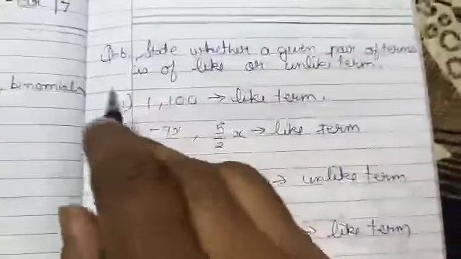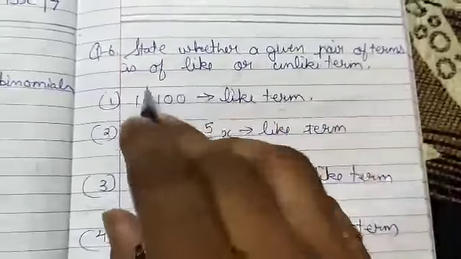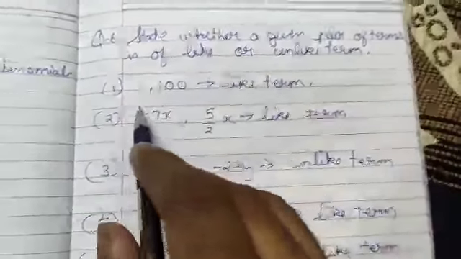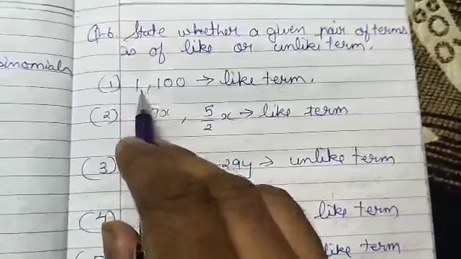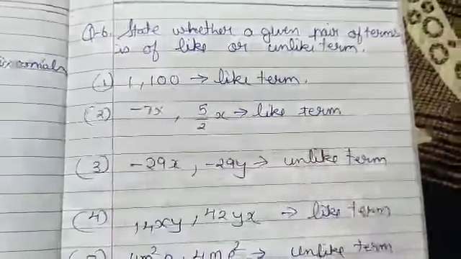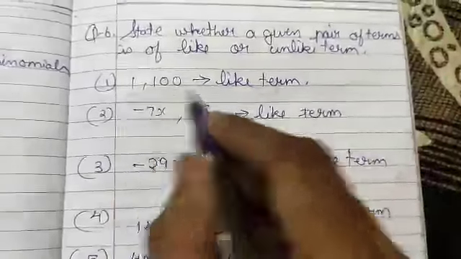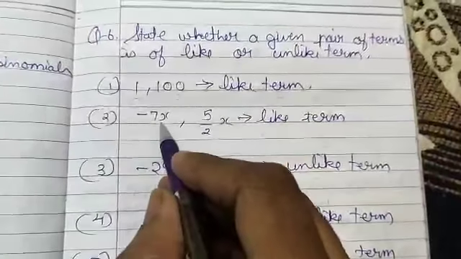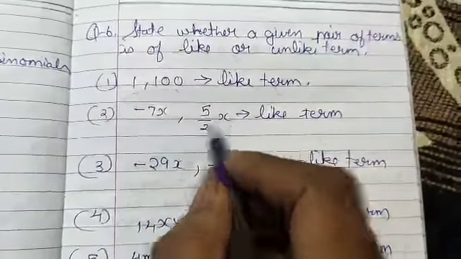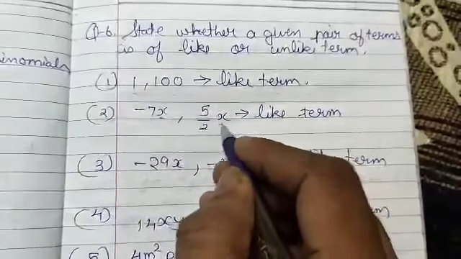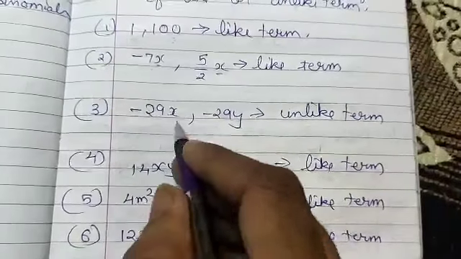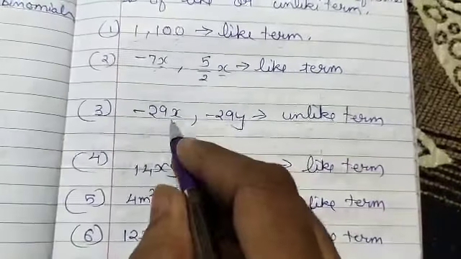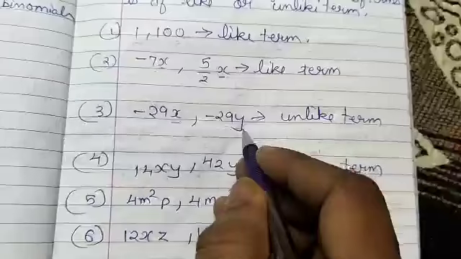Then question number 6, state whether a given pair of terms is like or unlike terms. Now dear student, two pairs are there. 1 and 100, both are constant terms, so they are like terms. Then minus 7x and 5 by 2x, here both the terms have variable x, so they are like terms. Then negative 29x and negative 29y, here both the terms have different variables, so they are unlike terms.